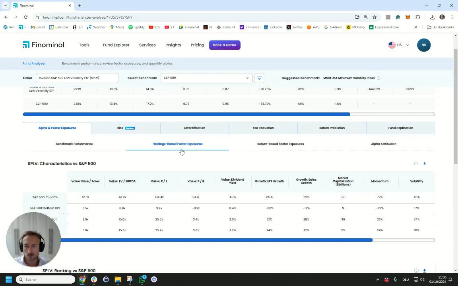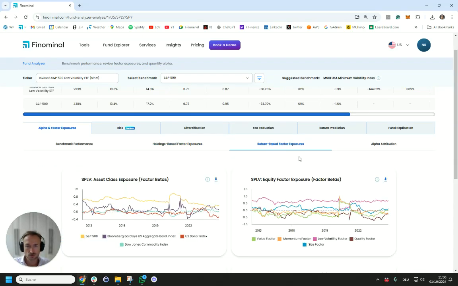If we want to move from a holdings-based factor exposure analysis to a return-based factor exposure analysis, we can do that over here. We can measure the exposure to asset classes and to factor betas. And what we expect, of course, is that it is an equity product, which you can see over here. It has exposure to the S&P 500, and we see consistent positive exposure to the low volatility factor, which is a pink line.